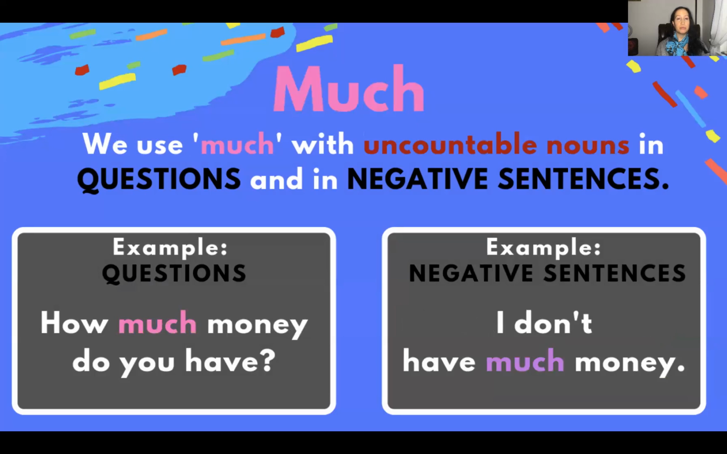Much, we use much with uncountable nouns. Now remember, uncountable means you cannot count it. Now look to your left on the question. How much money do you have? Look to your right on the negative sentence example. I don't have much money.